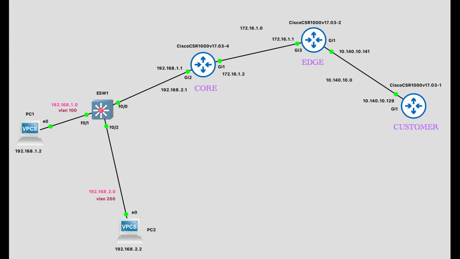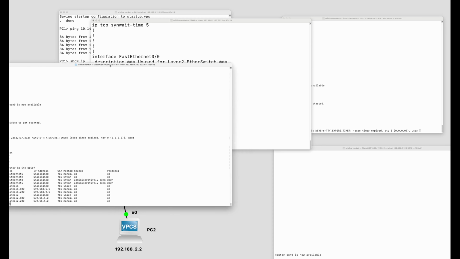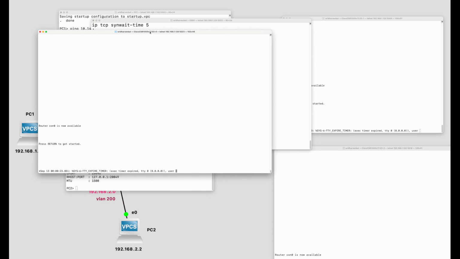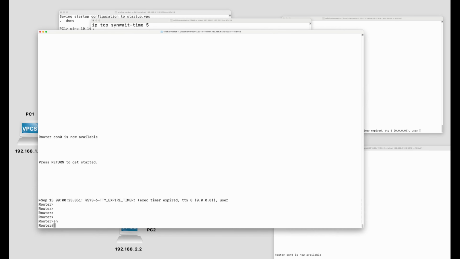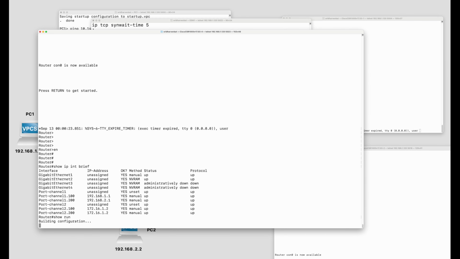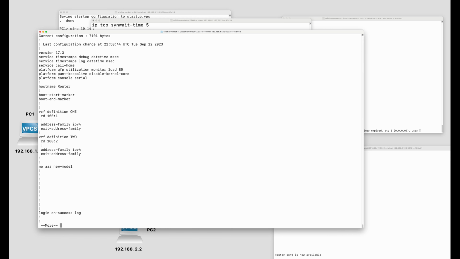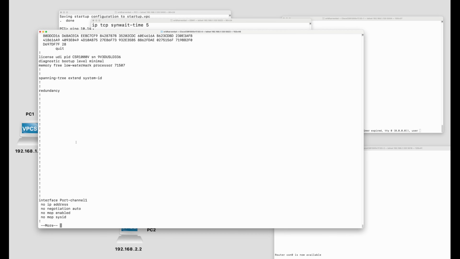And that is 3.4. Here it is. Let me make it bigger. So these are the port channels and so on. So let us look at the running configuration. So first of all, I have a couple of VRFs, 1 and 2, one for VLAN 100 and 2 for VLAN 200.